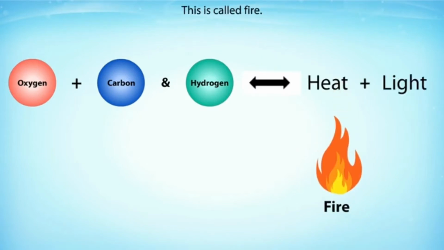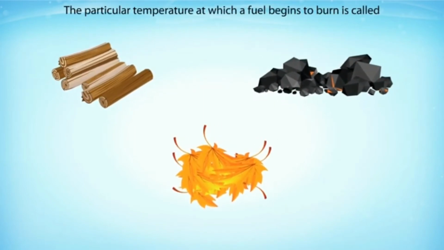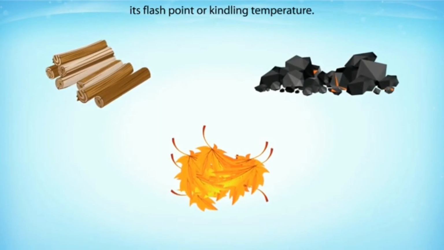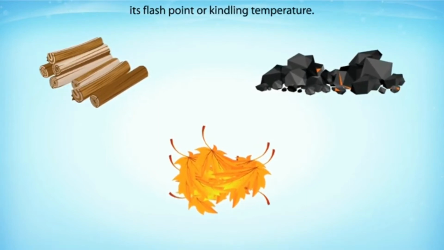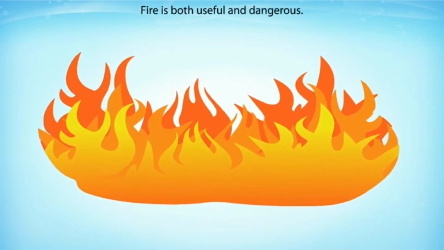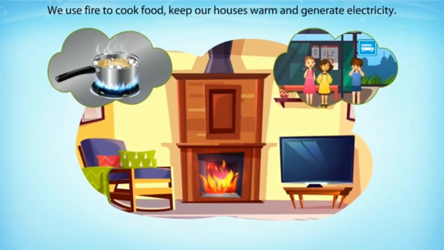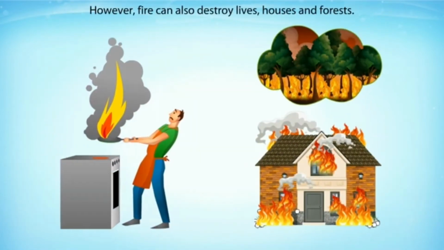This is called fire. The particular temperature at which a fuel begins to burn is called its flash point or kindling temperature. There can be no fire without fuel, oxygen and heat. Fire is both useful and dangerous. We use fire to cook food, keep our houses warm and generate electricity. However, fire can also destroy lives, houses and forests.